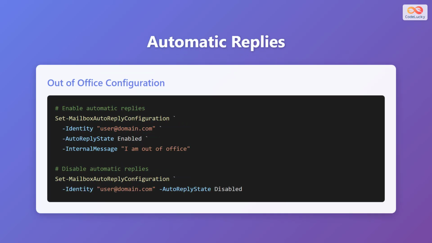Automatic replies, also known as out-of-office messages, inform senders when recipients are unavailable. To enable automatic replies, use the Set-MailboxAutoReplyConfiguration cmdlet. The Identity parameter specifies the mailbox. The AutoReplyState parameter should be set to Enabled to activate the feature, and the InternalMessage parameter contains the text that will be sent to internal senders. You can also configure external messages for people outside your organization. To disable automatic replies, run the same command, but set the AutoReplyState parameter to Disabled. This feature is commonly used during vacations, sick leave, or business trips.